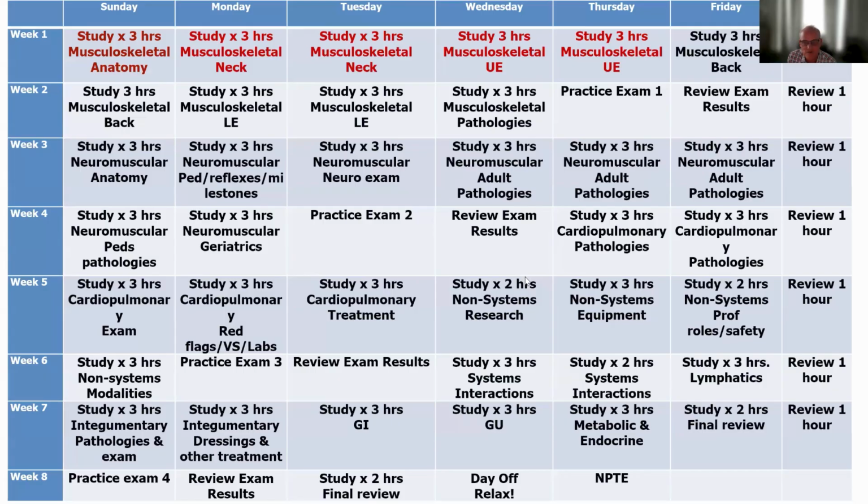This is an example of a study schedule. I throw this out here to show that if you're doing an 8-week study calendar, a big chunk of it is stuff that we're getting ready to talk about. We're going to talk about some anatomy of the cervical spine, as well as the upper extremities, and some conditions, differential diagnosis, and examination of those.